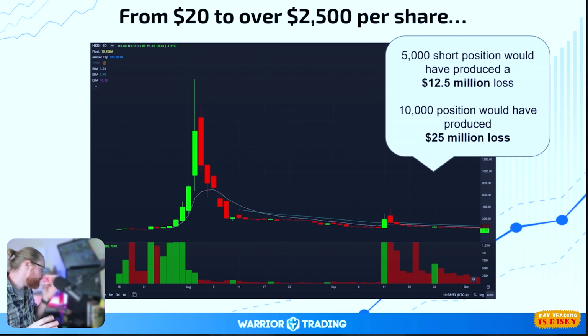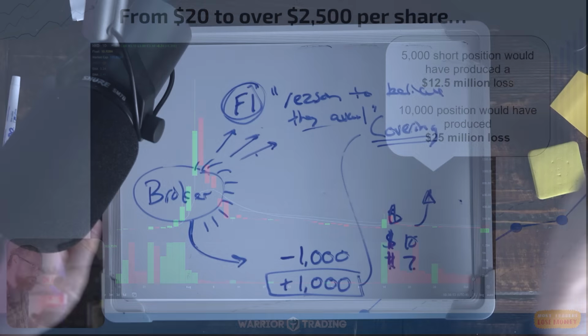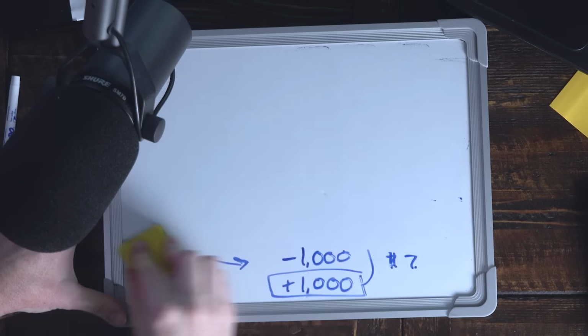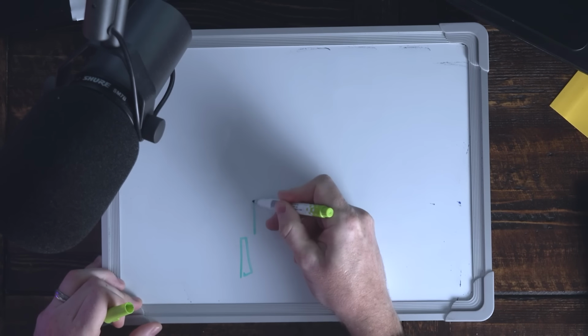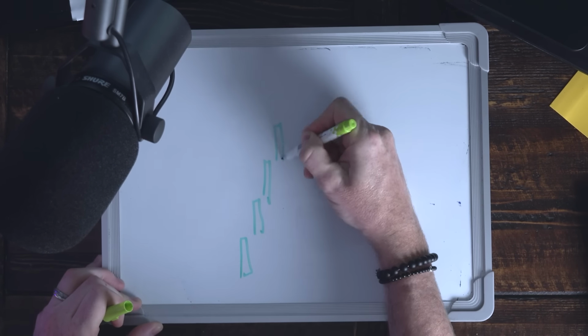Something that a lot of short sellers will do is they will short stocks as they are moving higher. So essentially, if you have something that is moving up very quickly, which is common in volatile markets, you'll see the candles are squeezing up higher and higher and higher.